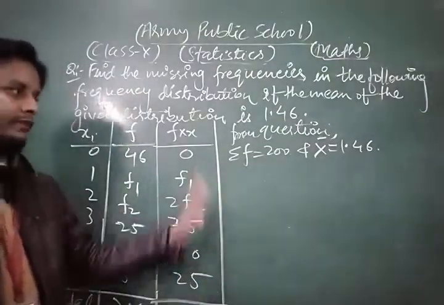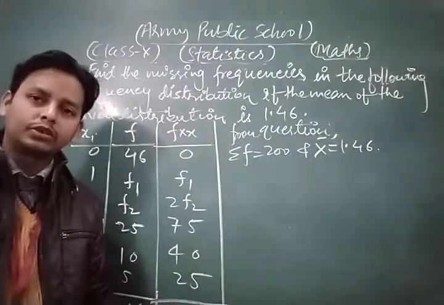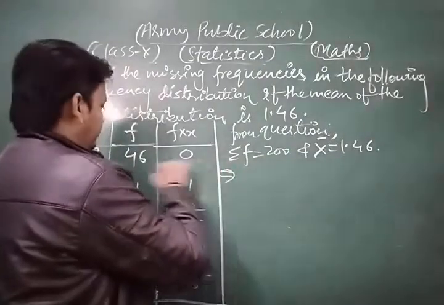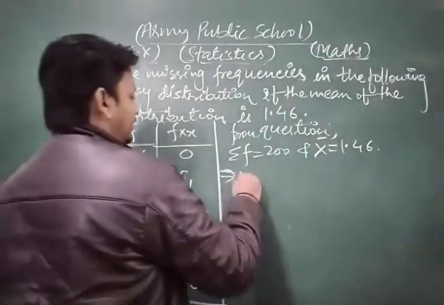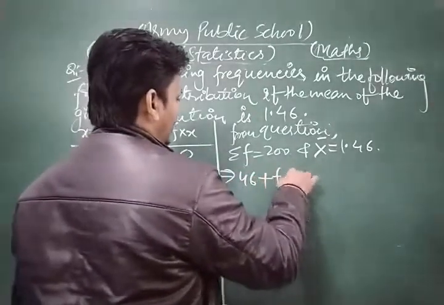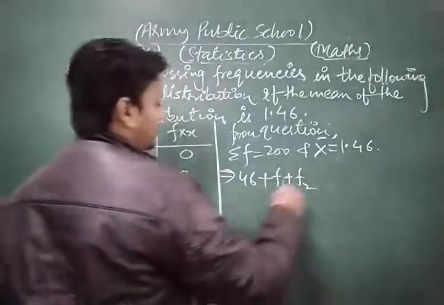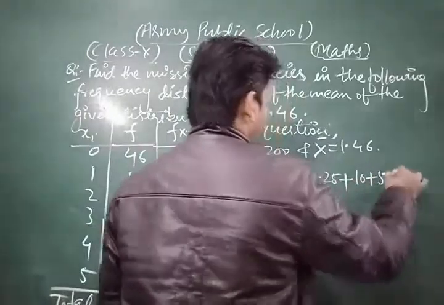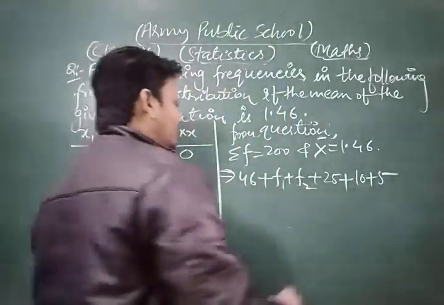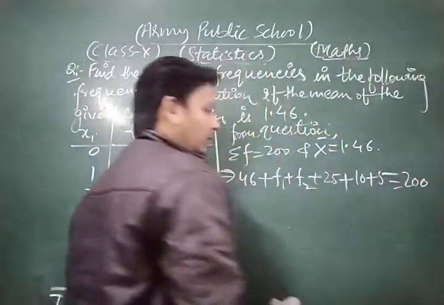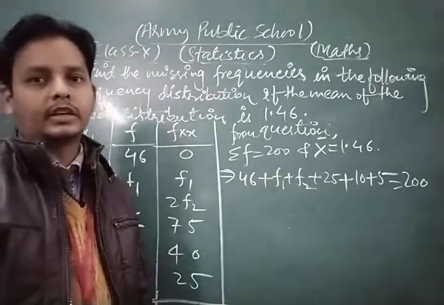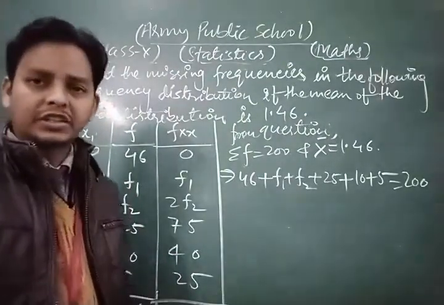So first, sigma f is 200, which is given in our question. Sigma f is the sum of all these frequencies. So this is 46 plus f1 plus f2 plus 25 plus 10 plus 5 is equal to 200. Now we simplify and we get the relationship between f1 and f2.